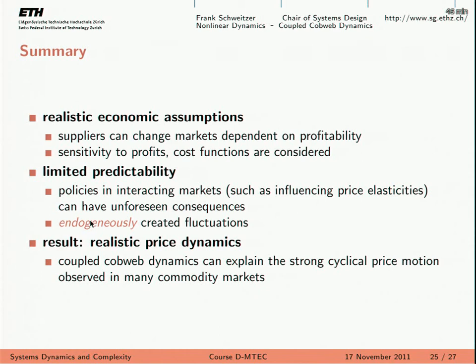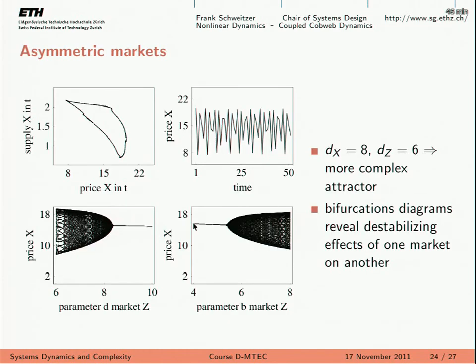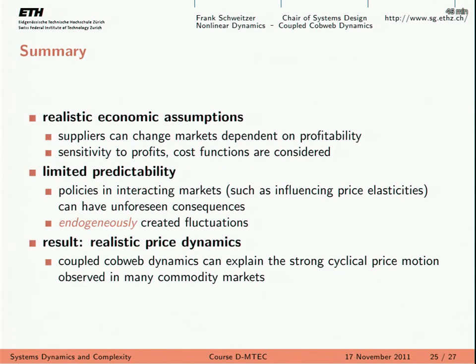Right? So if you're in this regime here, and you observe stable behavior of the price in market Z, but chaotic behavior in the price in market X, one policy would be, well, let's try to decrease the slope of the demand curve. That would help. If you believe that the coupled cobweb describes your market, of course. So this was today's lecture.